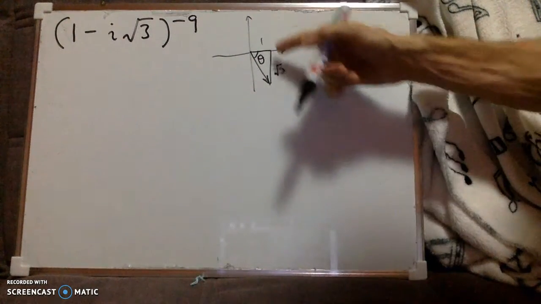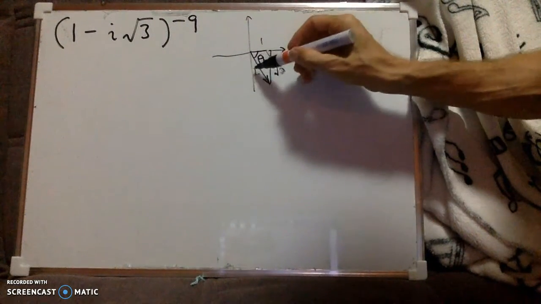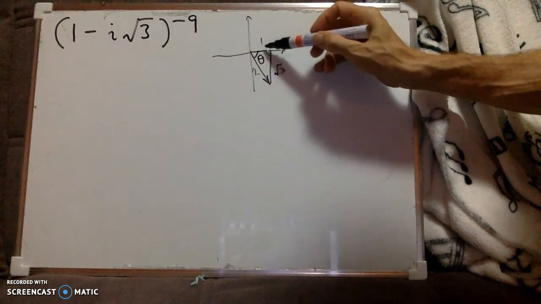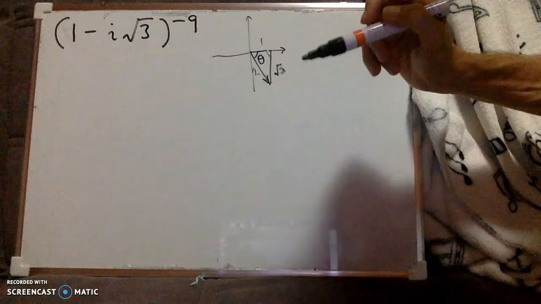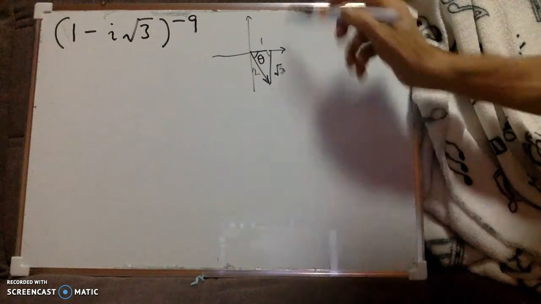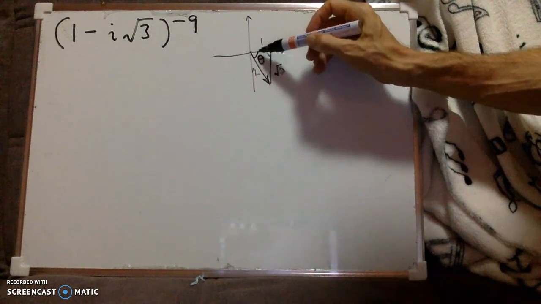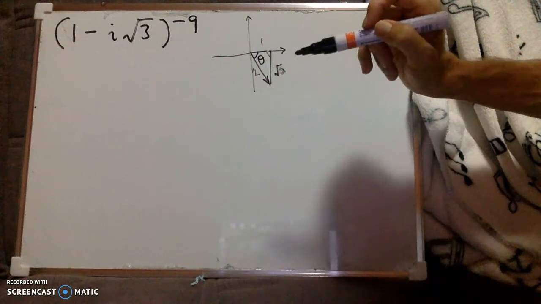If you don't, then Pythagoras tells us that this length here is 2, and then hopefully you realize that inverse cos of 1 over 2 is pi by 3. So theta is pi by 3, which means the argument we want is minus pi by 3.